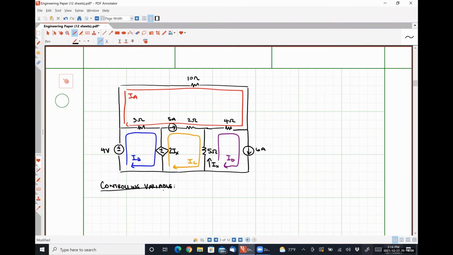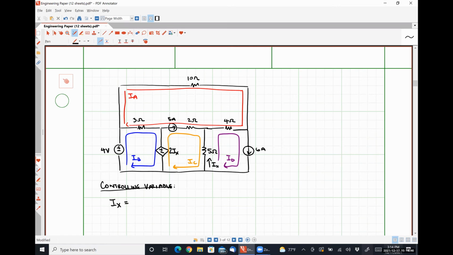So the variable that is controlling our dependent source is that current Ix. It's flowing up through our 5-ohm resistor. So we're going to have Ix is equal to what? Anybody have any ideas? Six minus IC. That is certainly one way to do it. But it might not be obvious to everyone yet. So let's call it ID minus IC, okay?